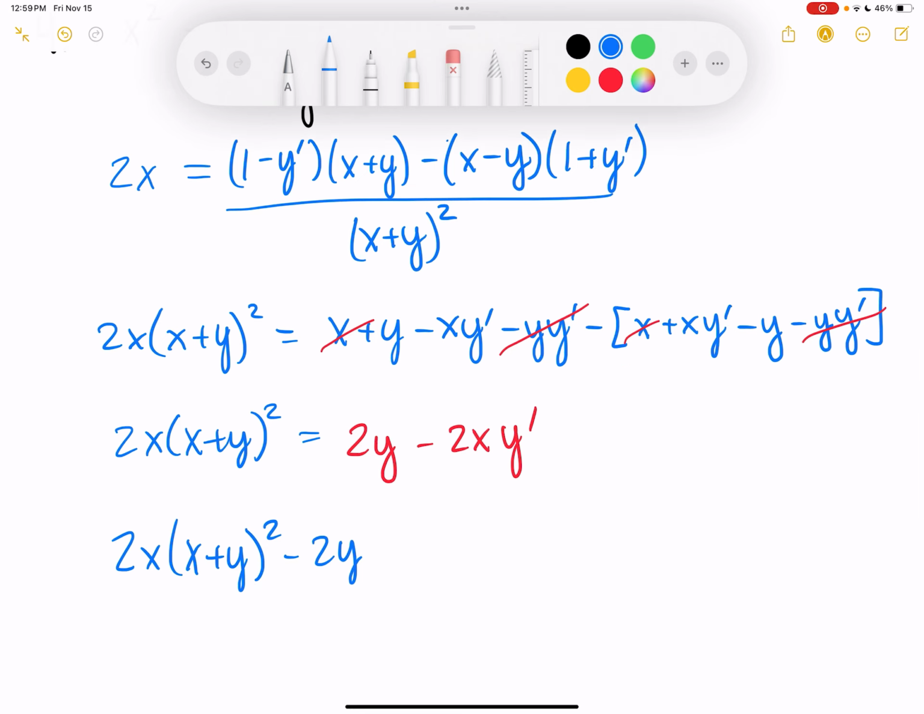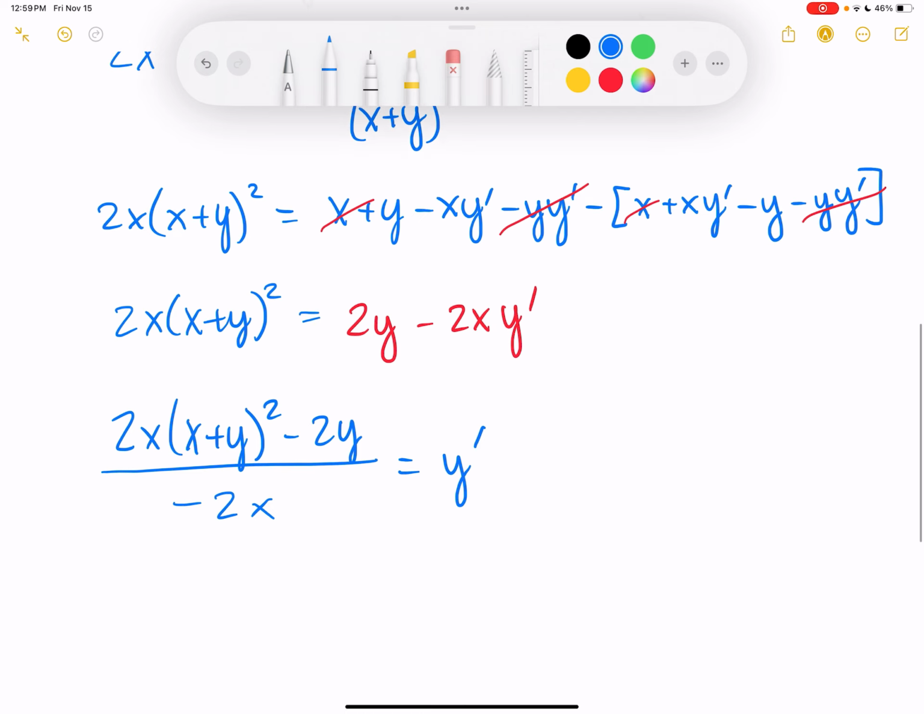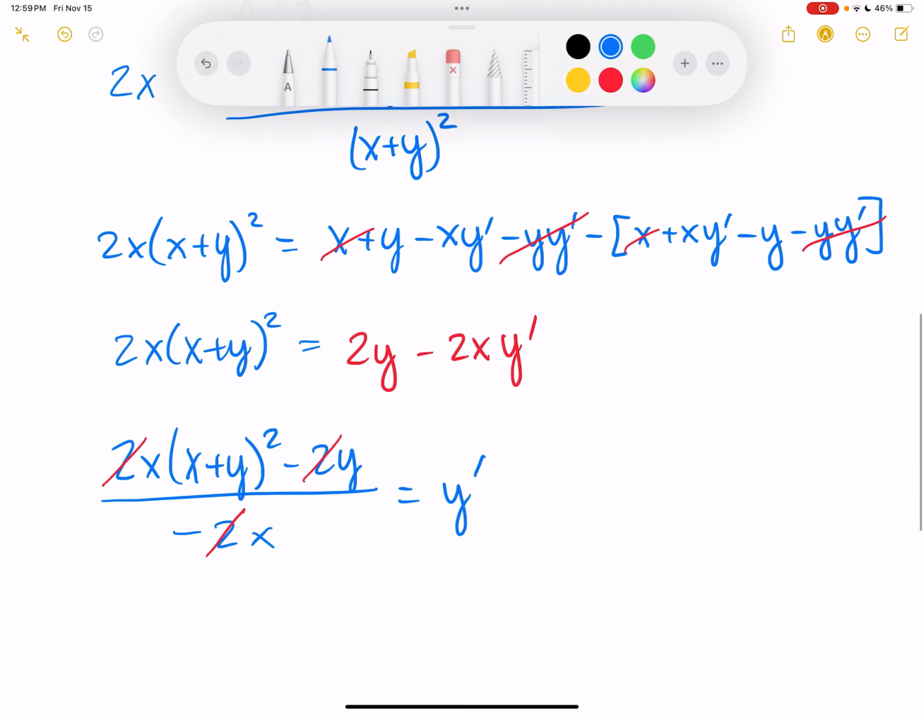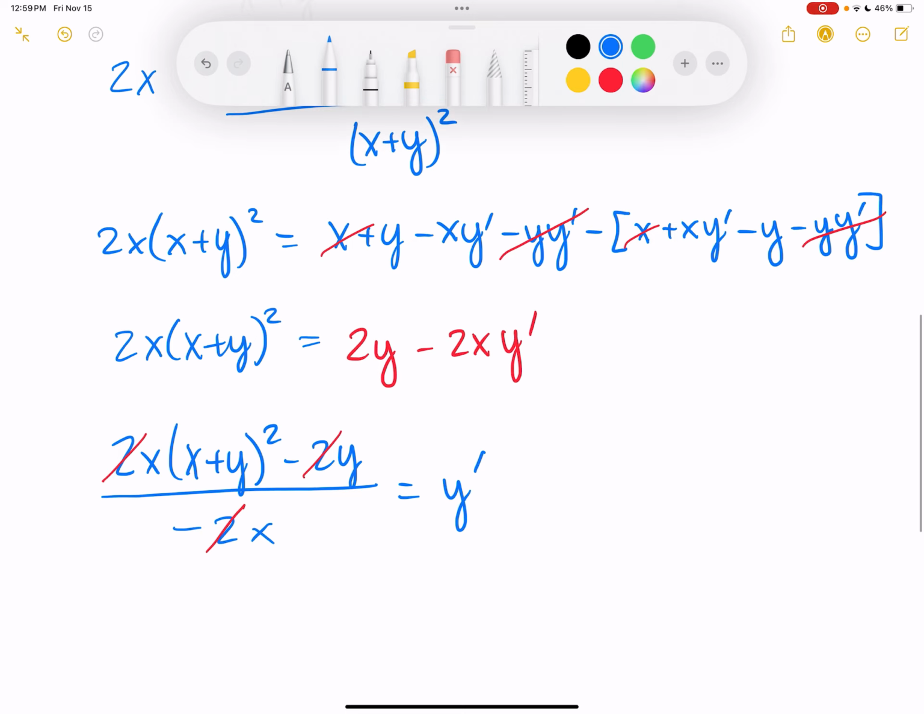I'm going to go ahead and divide by negative 2x because I can. Equals y prime. Then I can factor a 2 out of everything. I'm just going to essentially cancel the 2 everywhere instead of factoring it out and then canceling it, because this is already a long problem. So I end up with x times (x plus y) squared minus y over negative x equals y prime.